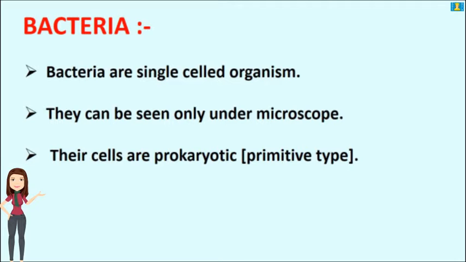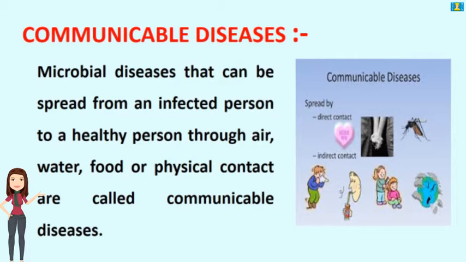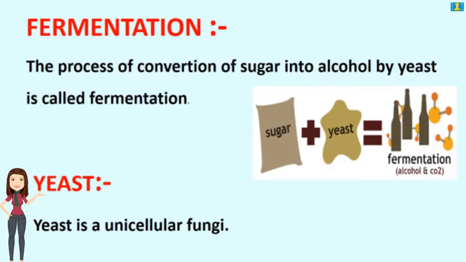Their cells are prokaryotic. Carrier. The organisms which carry the pathogen from a diseased person to a healthy person are called carriers. For example, female Anopheles mosquito. Communicable diseases. Microbial diseases that can be spread from an infected person to a healthy person through air, water, food or physical contact are called communicable diseases.